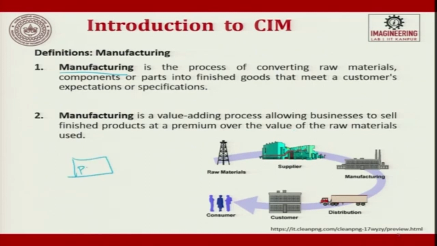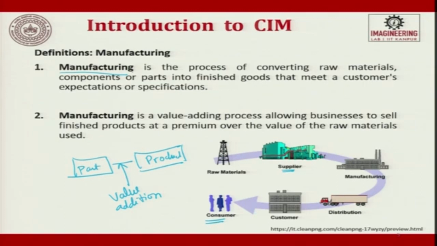So, you have a part, you convert that part into a product, and here you do something called value addition. So, this is what we are talking about. You look at it, raw material, you have a supplier. So, raw material goes to supplier, supplier to manufacturing, manufacturing to distribution, distribution to customer, customer to consumer. The distribution gives to a customer, and generally the customers are called consumers.